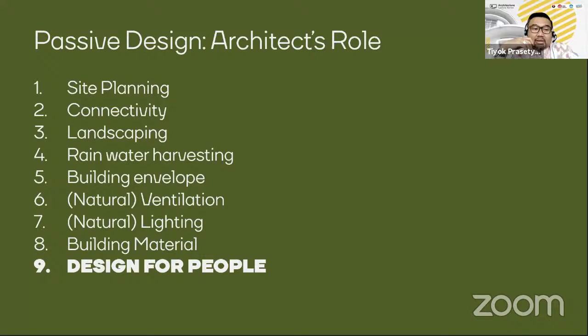Then building envelope, because we design the facade of the building. It's important that we pay more attention to that. Then natural ventilation, natural lighting, and building material, especially the embodied carbon that will be used for your building. And most and foremost, you design for people. You're not designing for yourself, or for an award. You're not designing a sculpture.